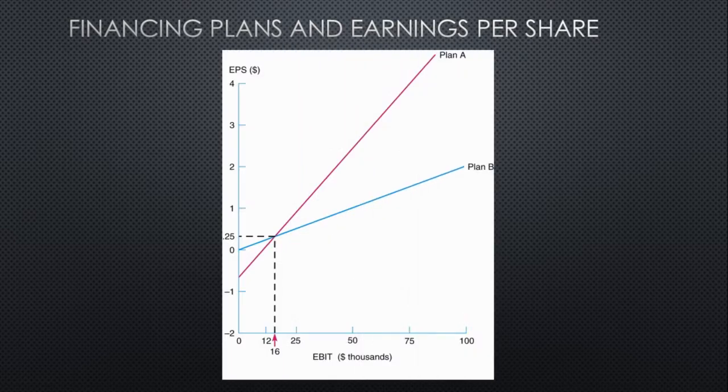Financing plans and earnings per share, as you can see here, your break-even analysis. And then it breaks off from there. Plan A, greater return but greater risk, and plan B, less of a return but less risk associated with it.